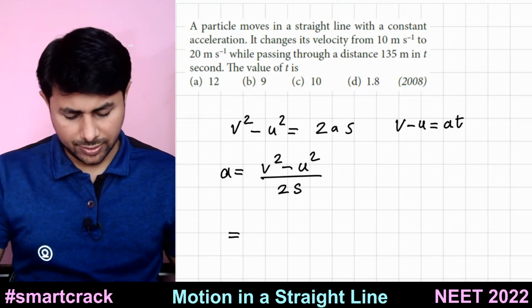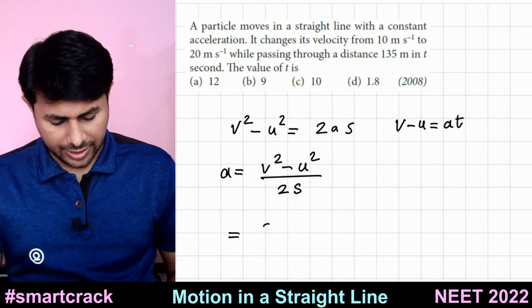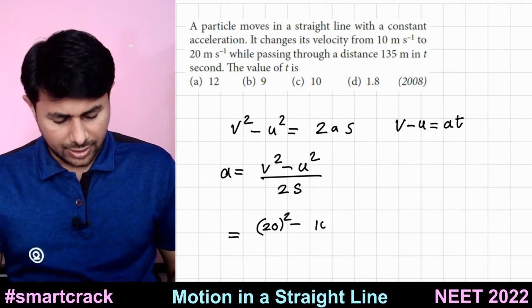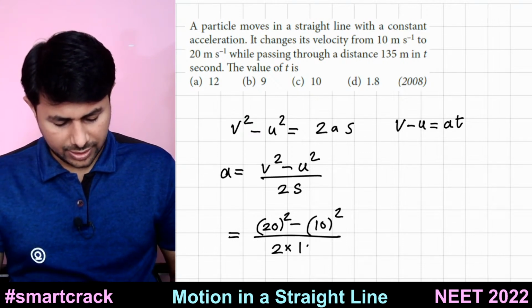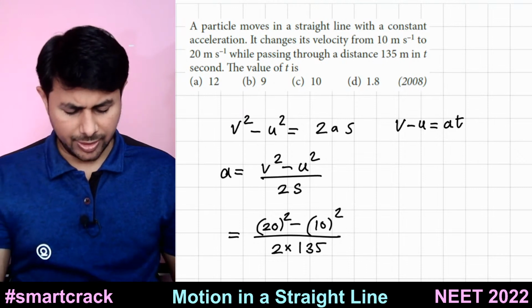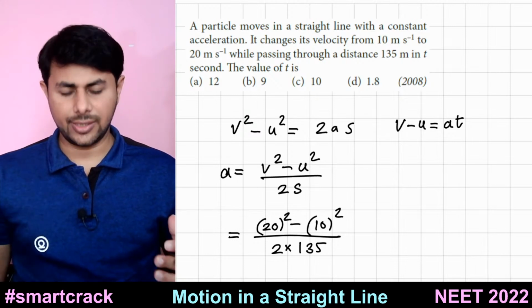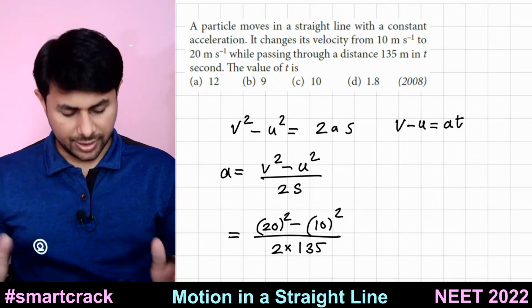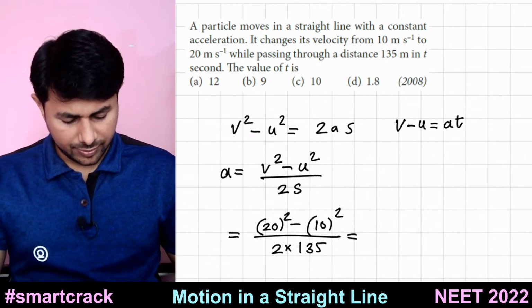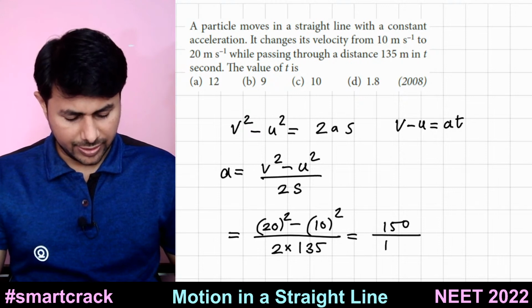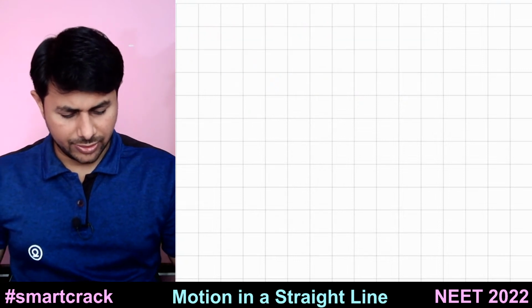Let's substitute the values. So values are 20 meters per second and 10 meters per second. So 20 square minus 10 square divided by 2 times the distance covered, which is 135 meters. So how much is 20 square? 400, minus 10 square is 100. So 400 minus 100 is 300. 300 divided by 2 is 150. So acceleration is 150 divided by 135. We can simplify it, but let's see if we can solve this without simplifying.